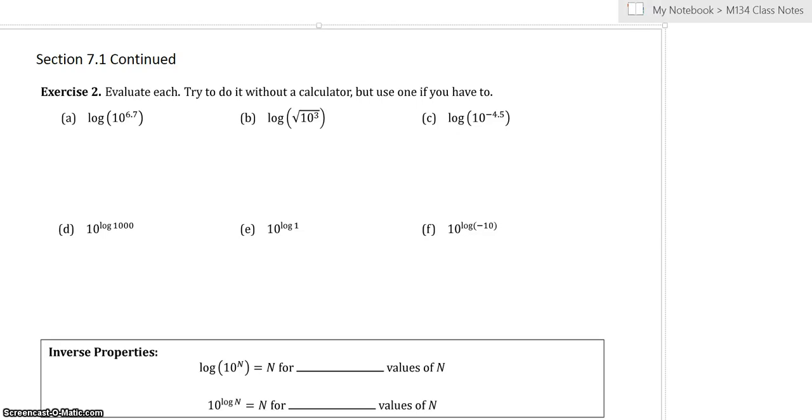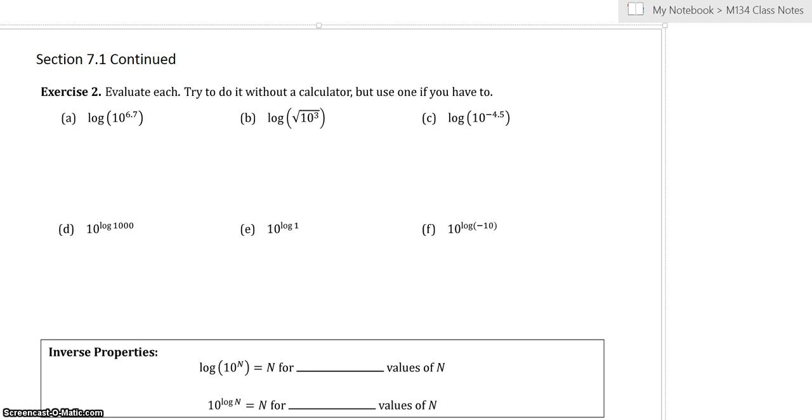Hello again. We're going to continue where we left off. Exercise 2, section 7.1. We're going to continue from the last video. So go ahead and try to evaluate these. You can do all of these with a calculator, but try to do it without a calculator if you can. But if you have to, go ahead and use a calculator. Pause, come back when you're ready, and we'll go through them together.